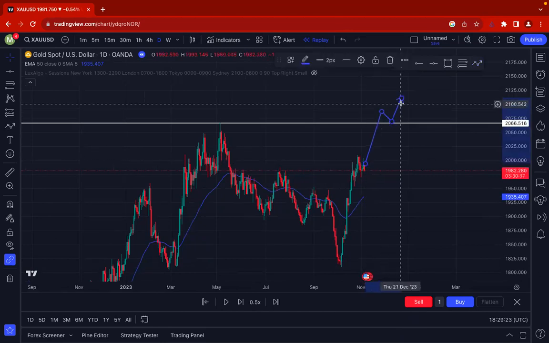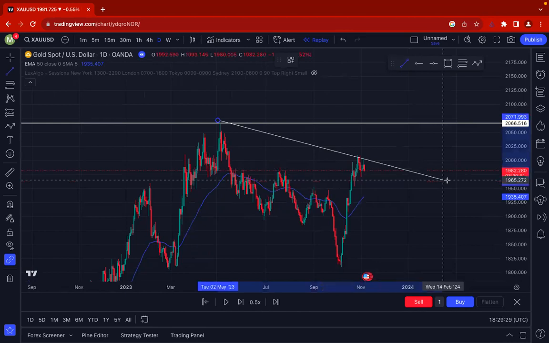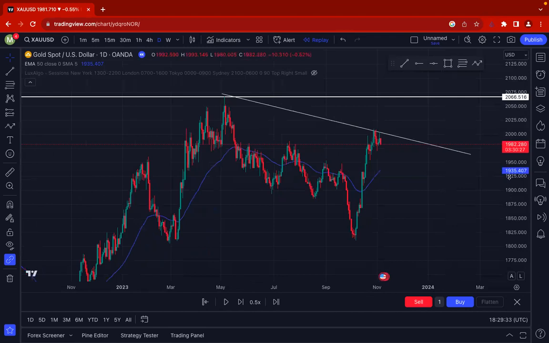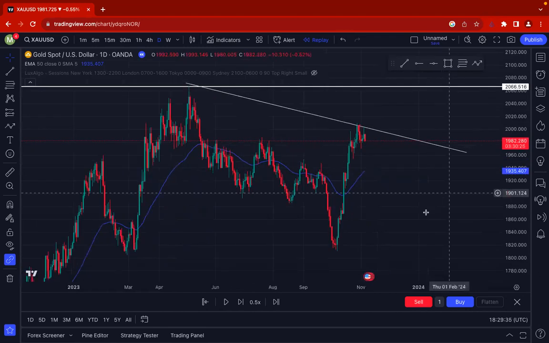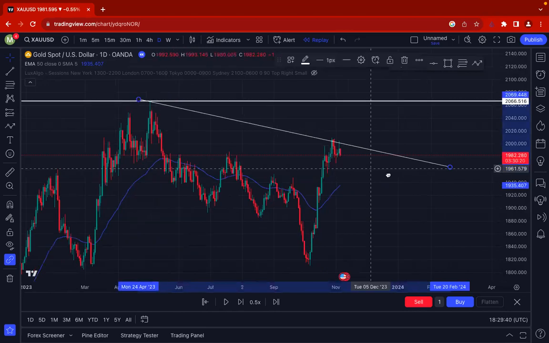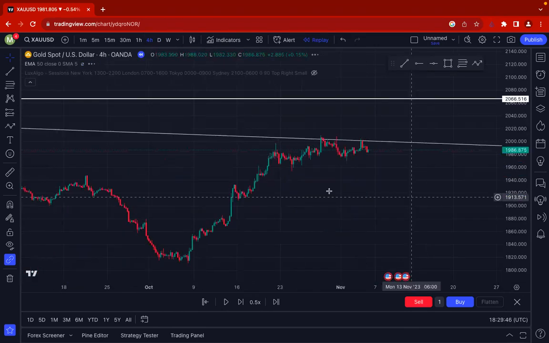Okay, so what I'm seeing here is on the daily time frame, gold is creating a lower low and it is moving towards a downtrend. I'll go now to a 4 hours time frame to just confirm that.